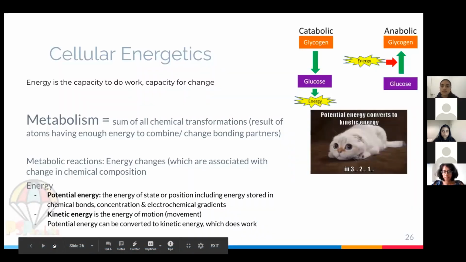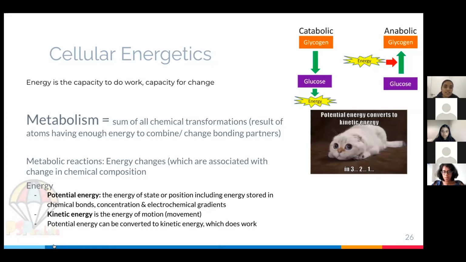So cellular energetics. Energy is basically the ability and the capacity to do work. So the capacity for change. So what do we know of metabolism? Metabolism is basically the sum of all chemical transformations that occur in the body. So it's a result of atoms having enough energy to combine and change their bonding partners. So metabolic reactions are energy changes which are associated with change in chemical composition.